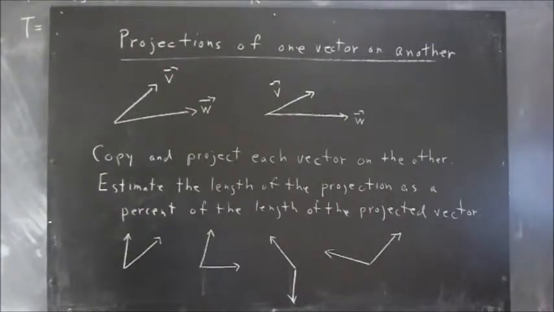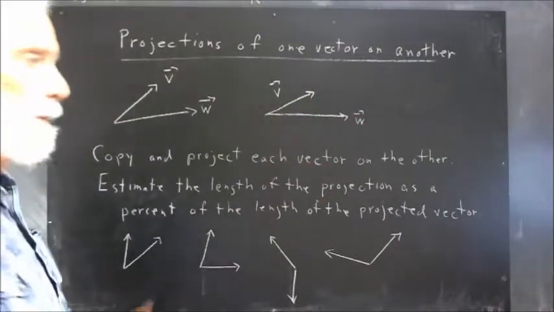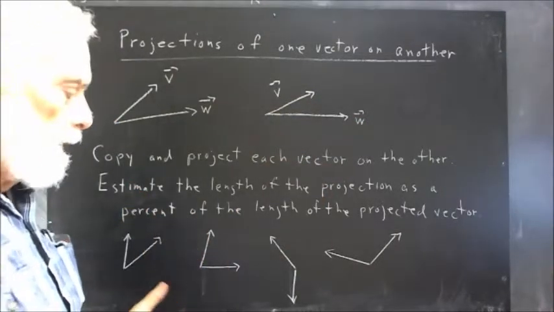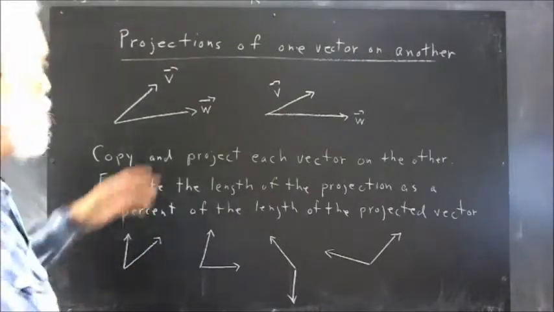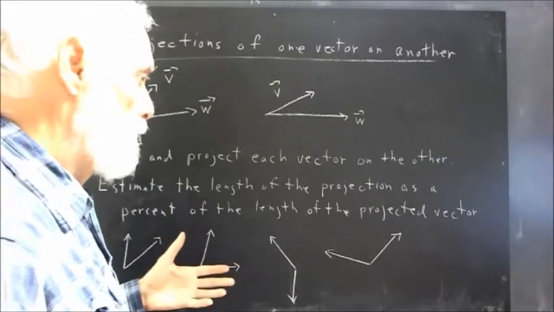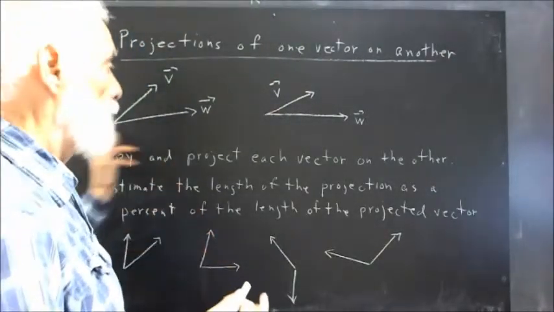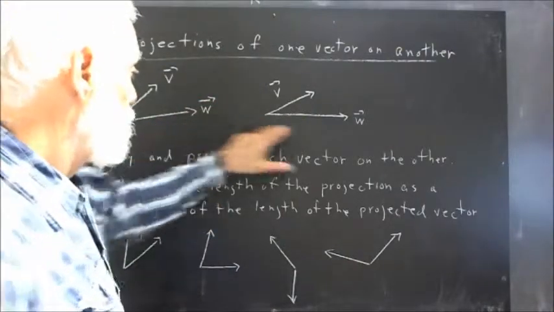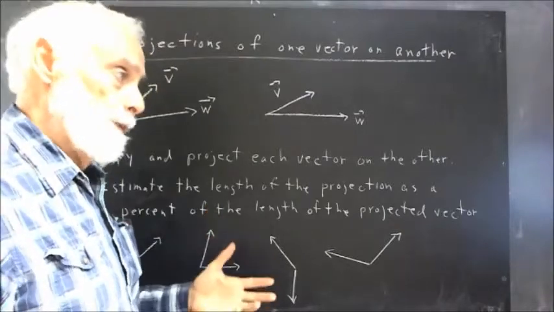We've already seen a little bit about projection of one vector onto another. Matter of fact, we've discussed that in the context of dot product, and we've talked about how you can calculate the projection of one vector on another using the dot product. That's not what we're doing here. What we're going to do here is simply learn to draw and estimate.